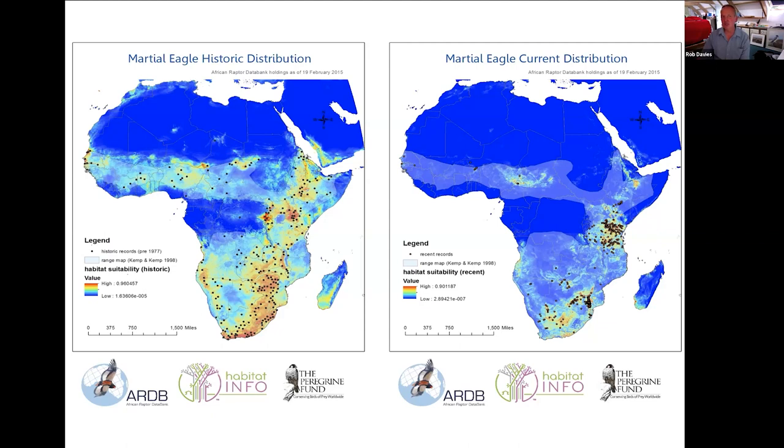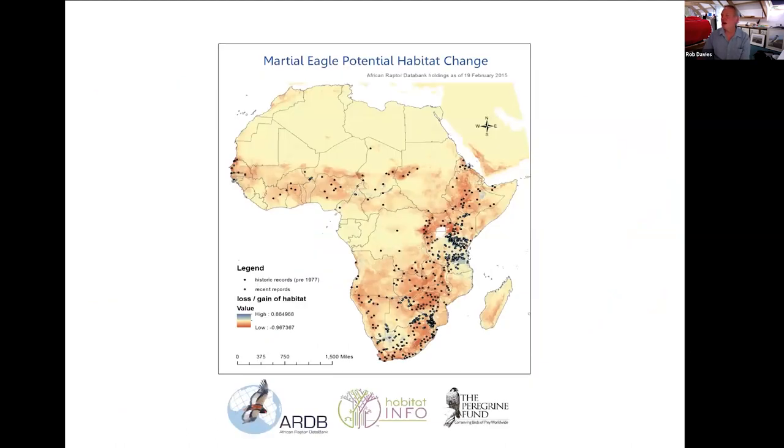This is the Marshall Eagle historic and current distribution. You can subtract one from the other and work out where we've lost the birds from. And this corresponds very closely to those brown areas on the human habitat map, the livestock areas. That's where we're losing our Marshall Eagles.